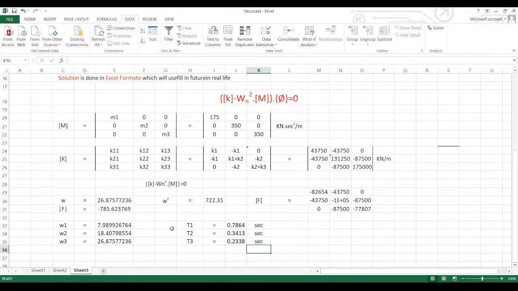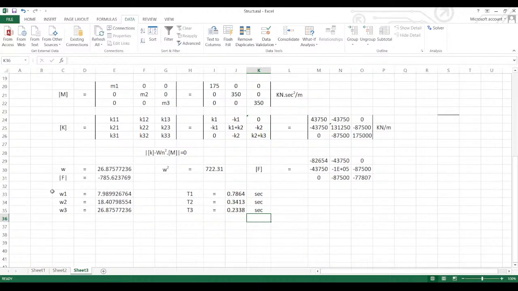We have computed omega 1, omega 2, omega 3. We have to find the characteristic equations. Now what we have to find? Now we have to find the modal matrix, that is phi. We have to compute phi. What we have to do?